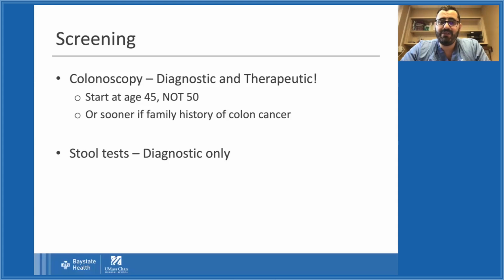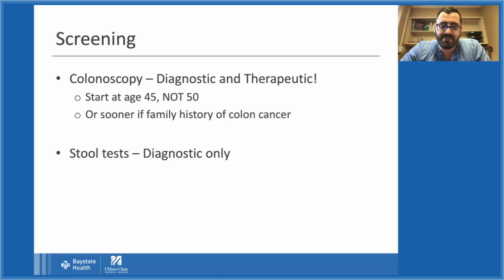In the past, it used to be 50, so it's not 50 anymore, it's 45. Sometimes if the patient has a family history of colon cancer in the parents or in older siblings, the recommendation might change, and we might recommend doing colonoscopy at age 40 instead of 45, or even sooner than 40. There are also some other tests, such as stool tests. Probably you have heard of the fecal occult blood test or the FIT test.